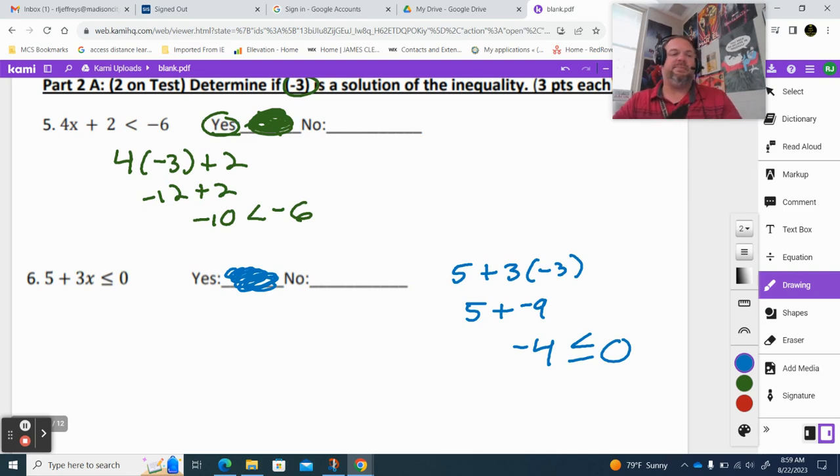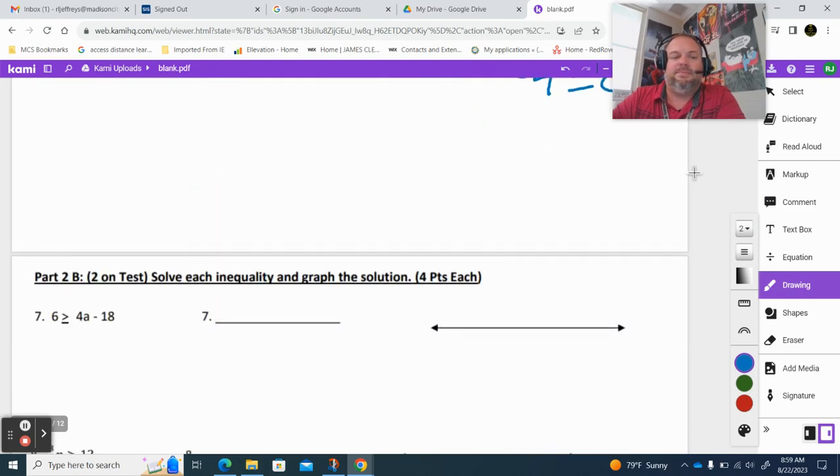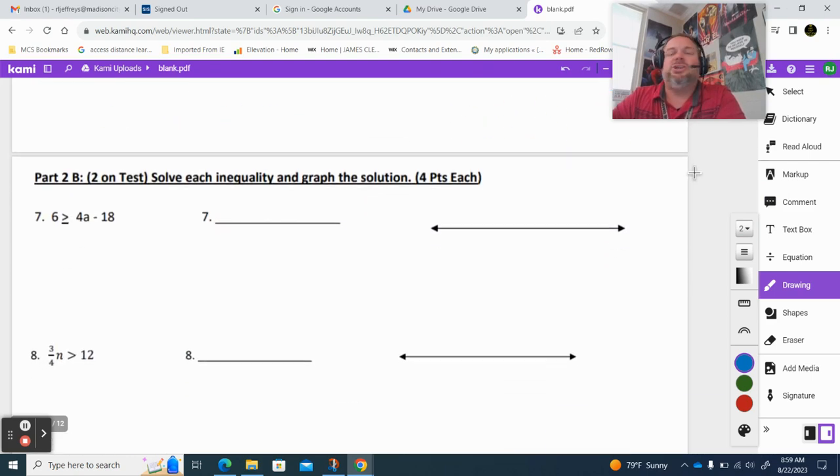All right. Any questions on 5 and 6? Anybody need more time? Yes, no. All right. Two of these on the test, 4 points each. Okay. I'm probably going to start grading the graph first and work my way backwards.